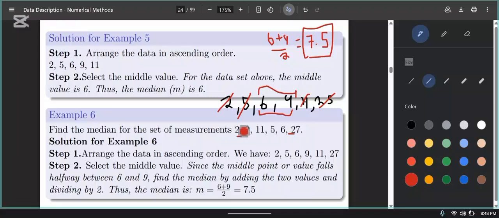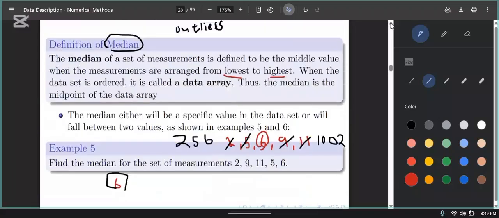So you do 6 plus 9, that is 15, then divide by 2. So this one works when in the middle there are 2 numbers. But for our previous example, the middle only had 1 number, and you will pick that same number.